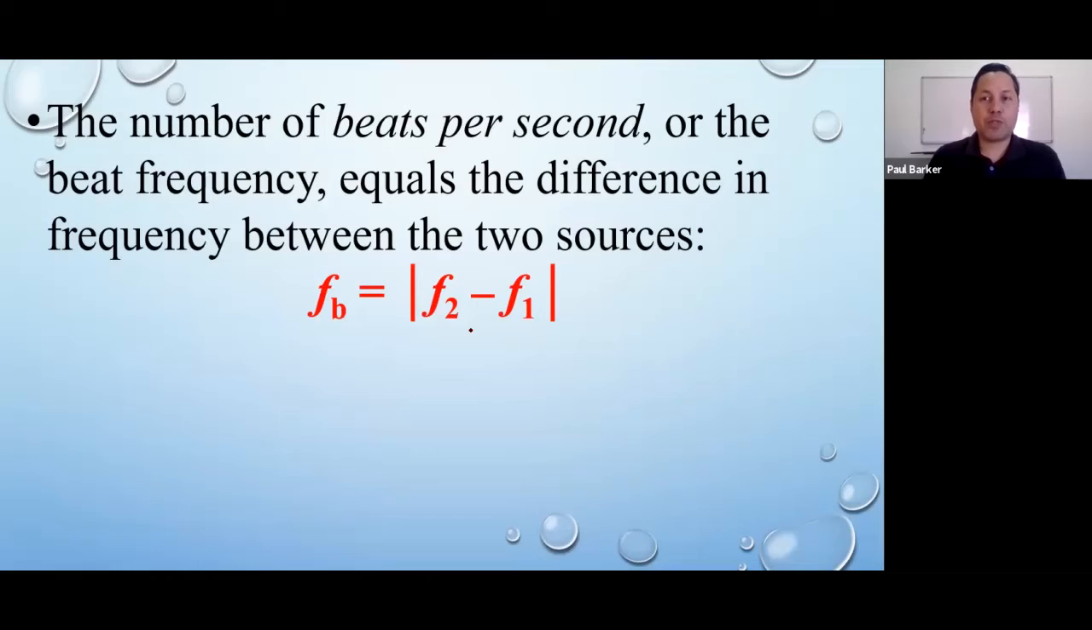Now, the number of beats per second, or the beat frequency, equals the difference in frequencies between the two sources. So that's calculated by: beat frequency equals the absolute value of f2 minus f1, where you have the two frequencies subtracted from each other, and again, it's absolute value. Now let's take a look at some examples.